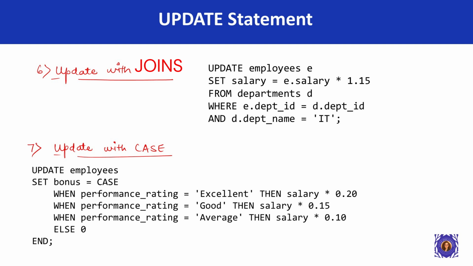Finally, an update using a case statement provides highly flexible conditional logic for setting values. This is ideal when the update value depends on multiple conditions. For instance, to calculate bonuses for employees based on their performance_rating, you would set the bonus column using a case statement. This allows you to assign different bonus percentages based on whether the rating is excellent, good, average, or any other performance level, providing a default value if none of the conditions are met.